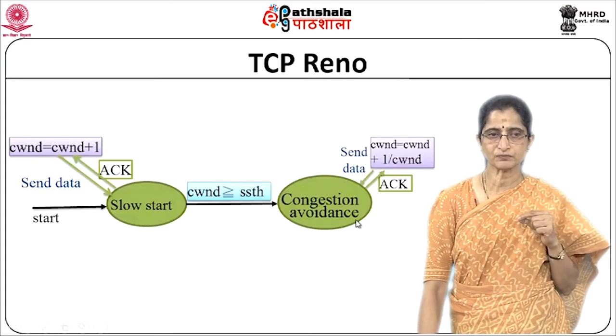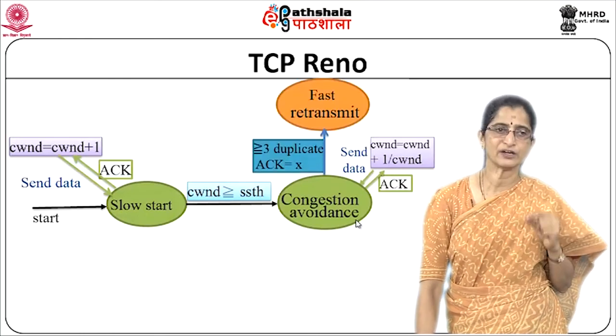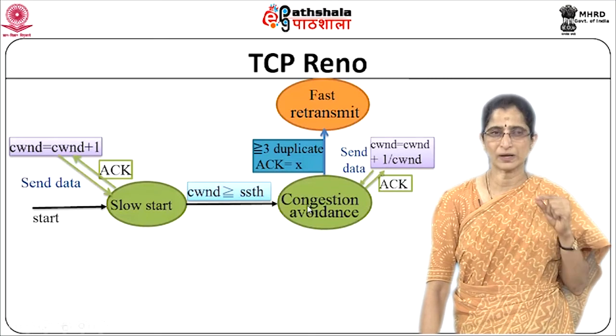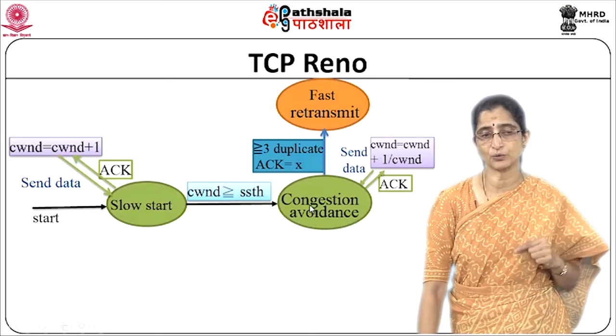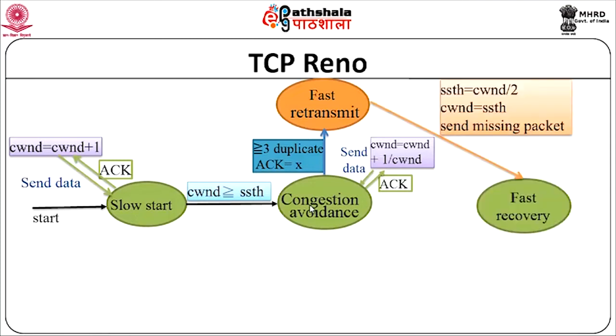So, once you are in the additive increase phase, if you get 3 duplicate ACKs because one packet got lost, but other packets are going in, you will now move into what is called the fast retransmit phase. Here is the difference compared to TCP Tahoe.